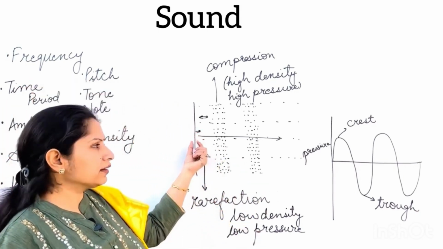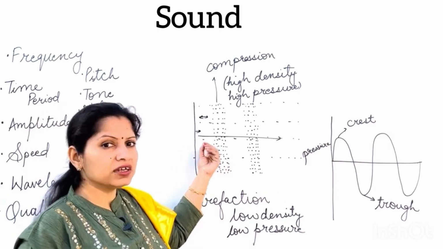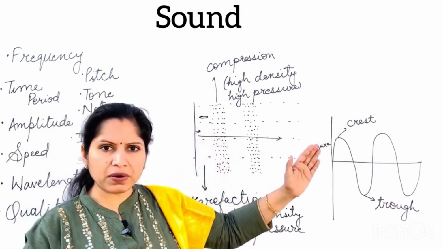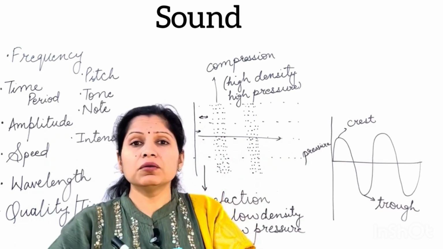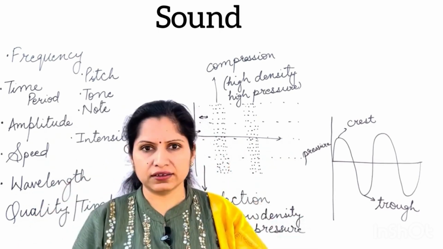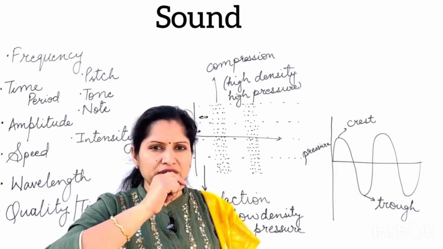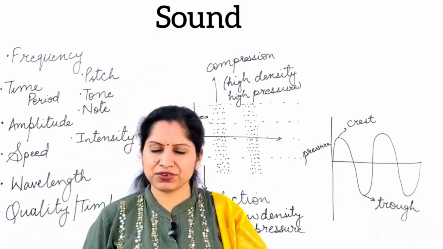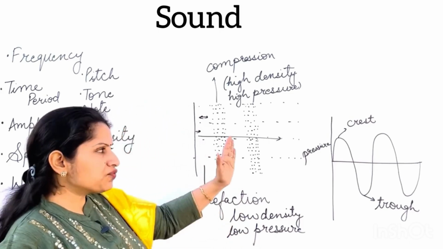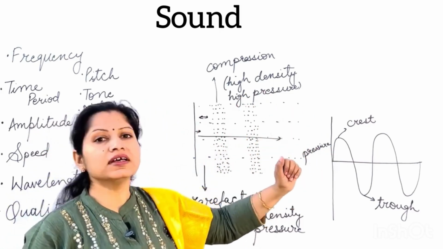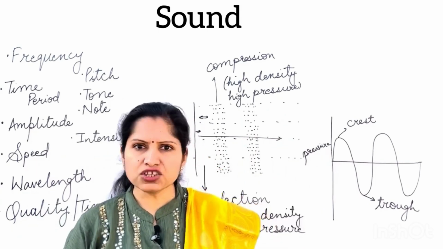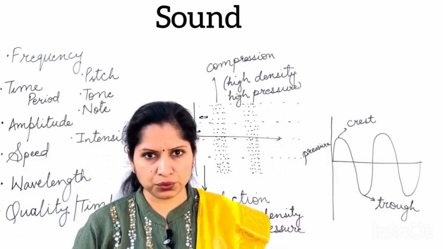Suppose the first particle gets the energy, that energy will be given to the second particle, then the second particle will give the energy to the third particle. In that way, the particles pass this energy from one particle to another. The first particle is not going to take the sound wave right up to your ears. Such waves, where the particles transfer the energy from one particle to another, are known as longitudinal waves.